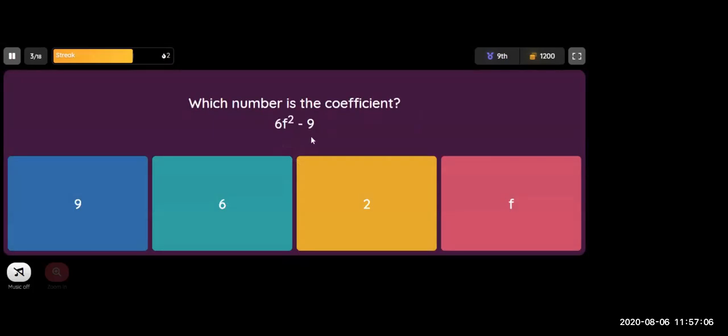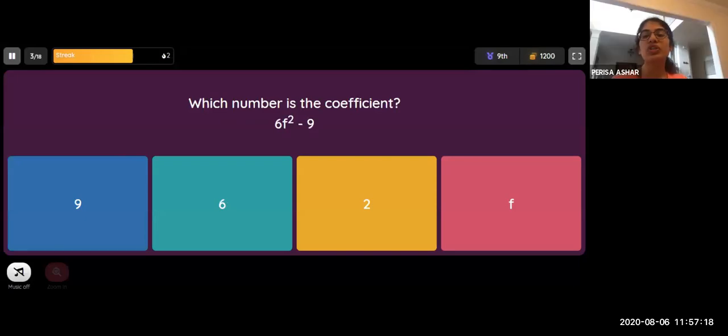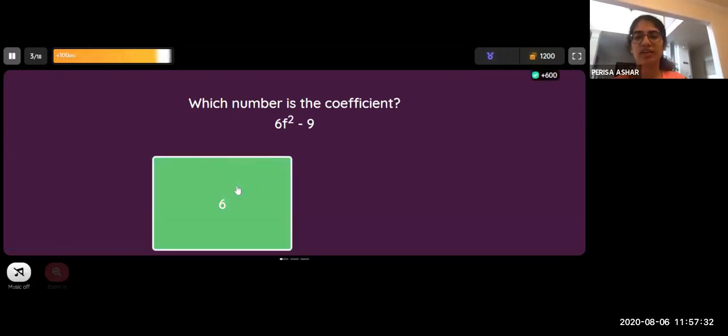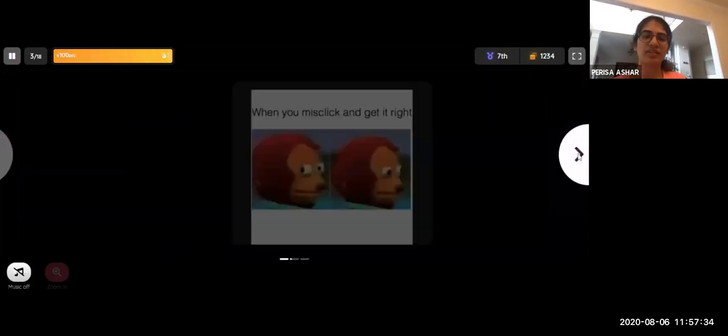Okay. Which number is the coefficient? The coefficient is the number being multiplied with the variable, in this case the variable is f squared. So everyone is correct. Good job, Jeev, and now Avi. The answer is 6 because that is being multiplied by the variable. So it's the coefficient.